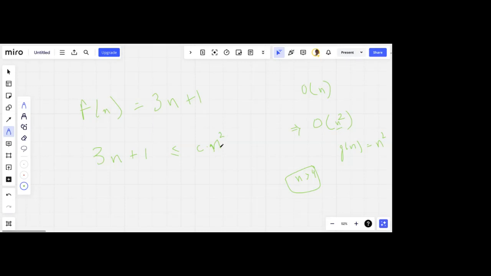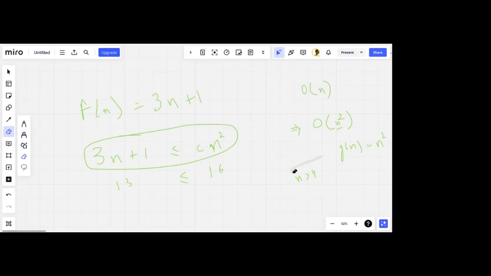So for n equal to 4, let's say n equal to 4 and c equal to 1, this will be 16, and this would be 13. So this becomes true, right? Yes or no? So if this becomes true, then I can write it as big O of n square also, right?